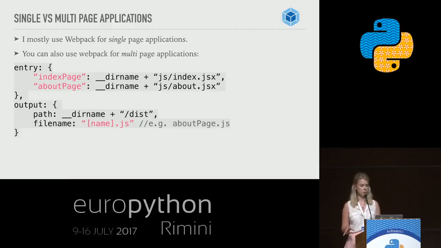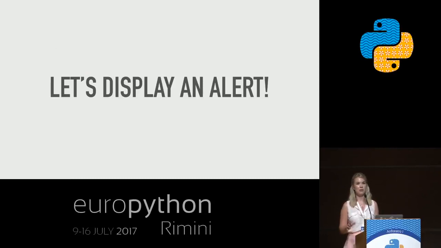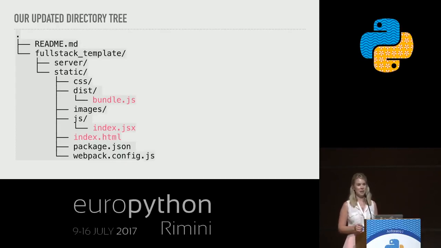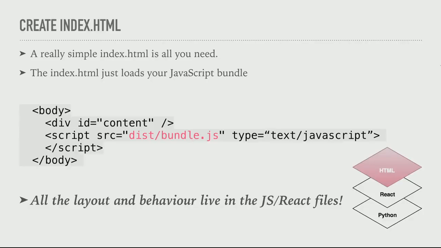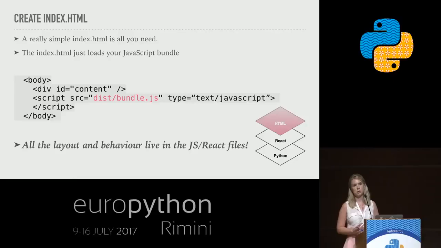Okay, so let's actually do something interesting with this. We're going to start by displaying an alert. This is going to be our updated directory tree. We're just adding an index.html file and a JavaScript file. And then you can also see where our bundle ends up. So, okay, the index. This is super easy. As I mentioned previously, you literally just add your bundle to the body of your file, and that's everything you need to do. All the layout and behavior is in React.